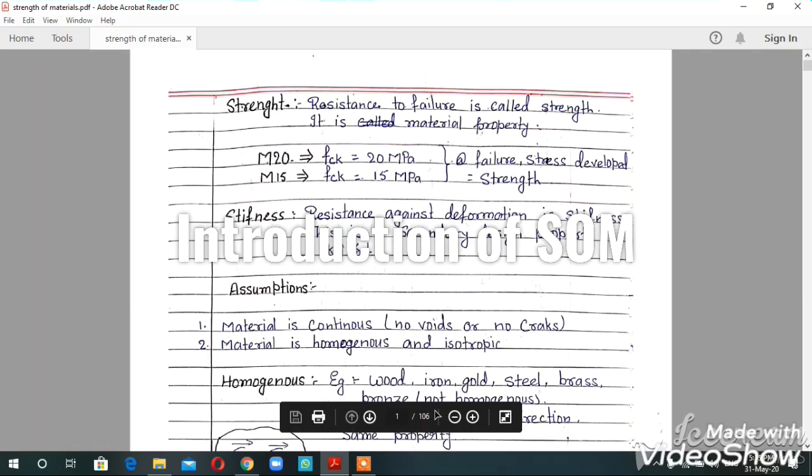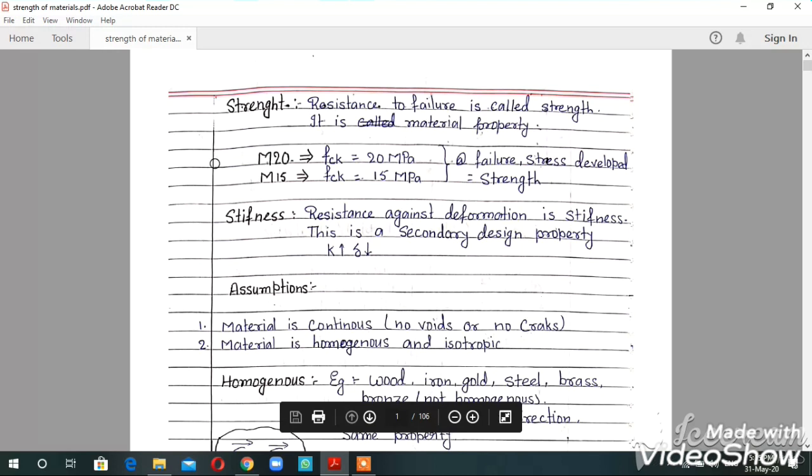Hi everyone. Today I will describe strength of material. So come to our topic.